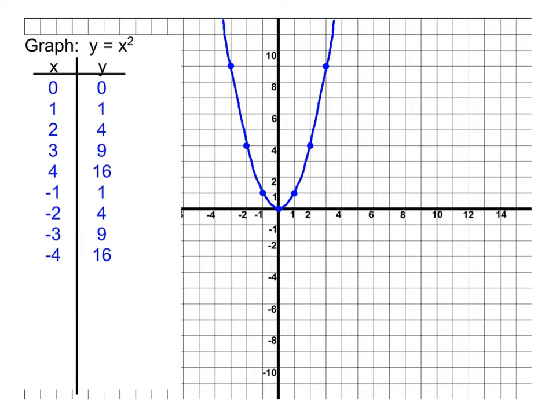You plot each of those points, and then go ahead and draw the curve that goes in through those points, and you have your graph of y equals x squared. Make sure you also have that equation written above the graphing grid where you plot those points.